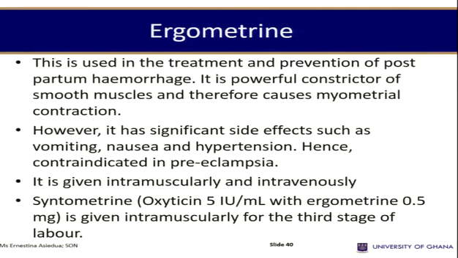Ergometrine is also used in the treatment and prevention of postpartum hemorrhage. It's also an oxytocic drug. It has significant side effects such as vomiting, nausea, and hypertension. Because of this, ergometrine is sometimes losing its use. It's only used when you have made sure that the woman is not having any increase in blood pressure. That is why when you have preeclampsia, which is a hypertensive condition in pregnancy, you don't administer ergometrine. If you want to aid contraction, you go to other oxytocics like oxytocin, but not ergometrine.